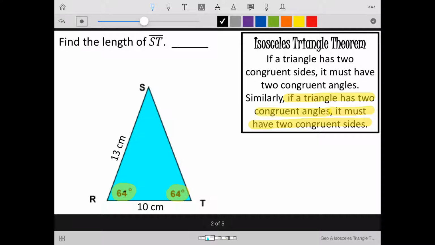The sides that will be congruent are the ones opposite those congruent angles. So opposite this 64 would be this side, and opposite this 64 would be this side. Those two sides must be congruent. So ST would also have to be 13 centimeters.